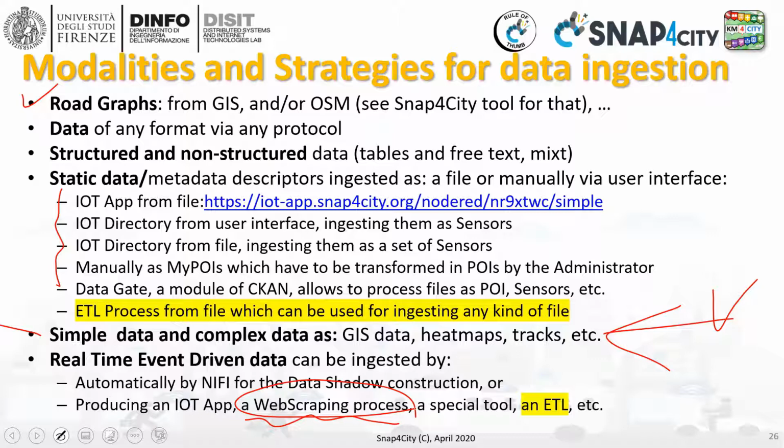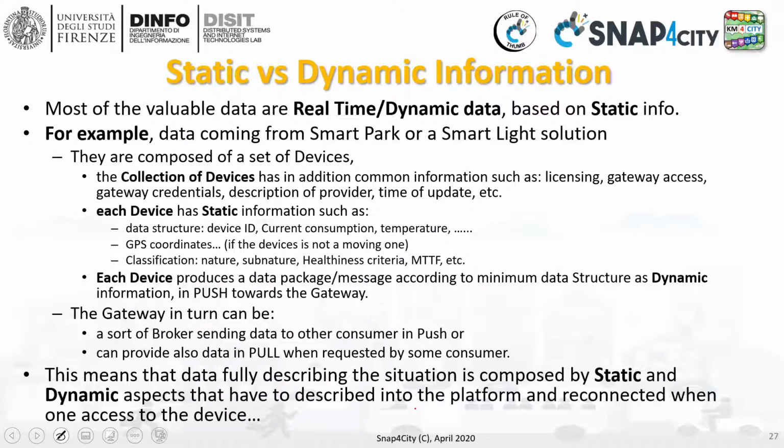Okay, so static versus dynamic information. Please keep in mind that most of the available data are available in terms that they have a value for the user that would like to exploit, that would like to know which is the status of the parking, that would like to know which is the status of the traffic in the city, and so on. So most of the available data for the final user are real-time data.